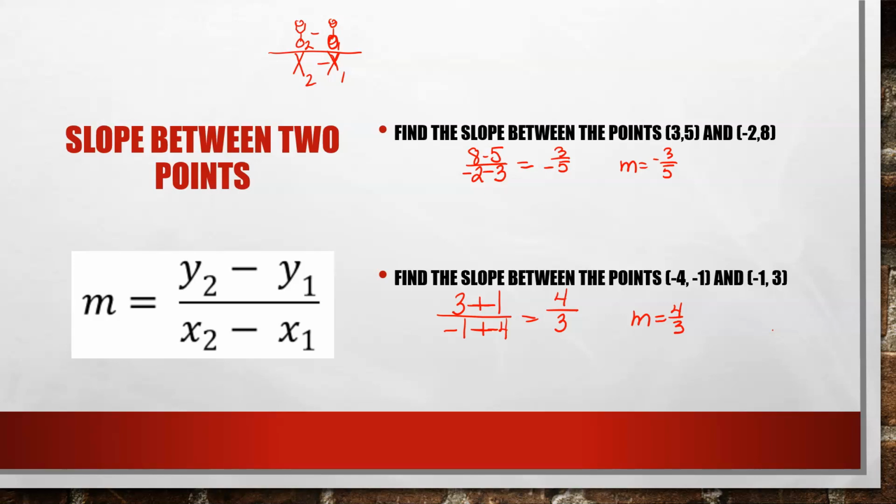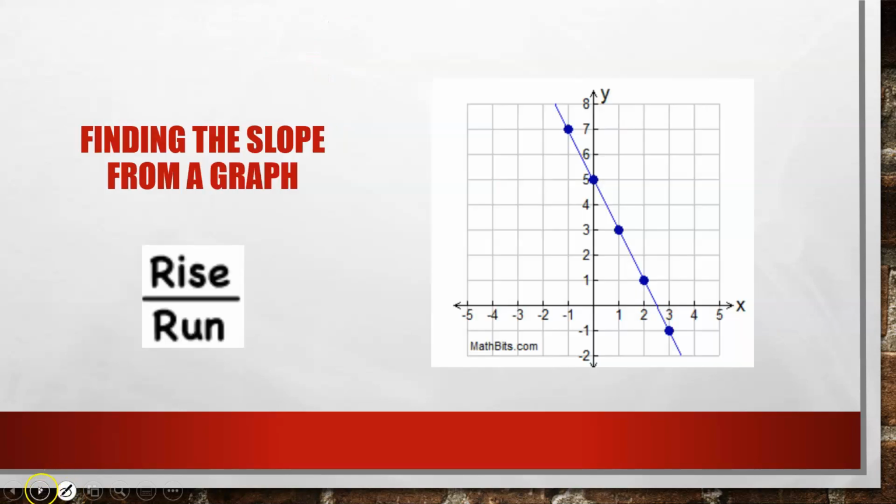Okay. So also from last year, you should remember that slope is also the rise over the run. So to find the slope of this line, I'm going to make a triangle. I'm going to go from left to right. So the rise is down. So I'm going to have negative 2 over 1. So my slope is -2. Just a review from last year.